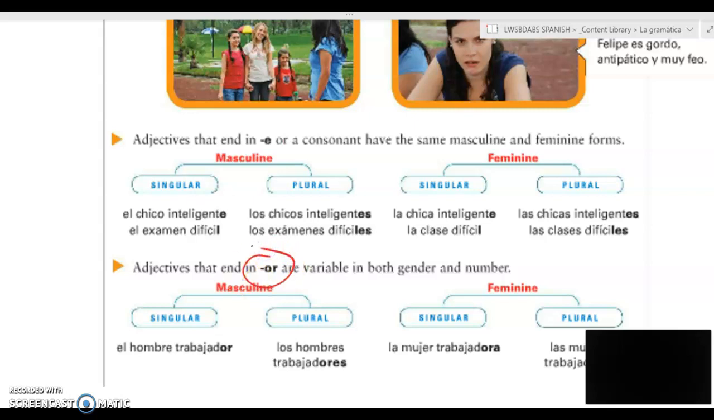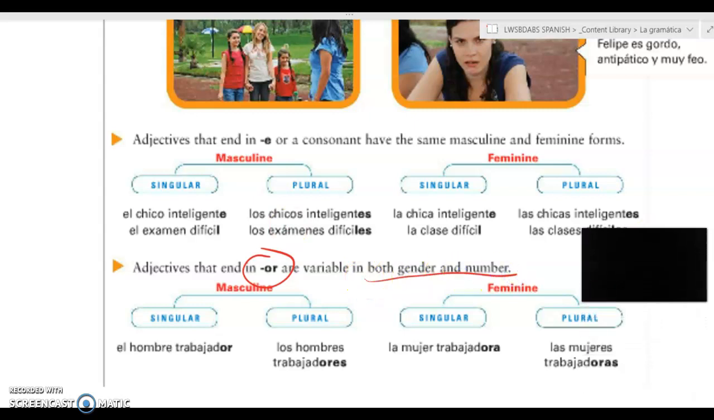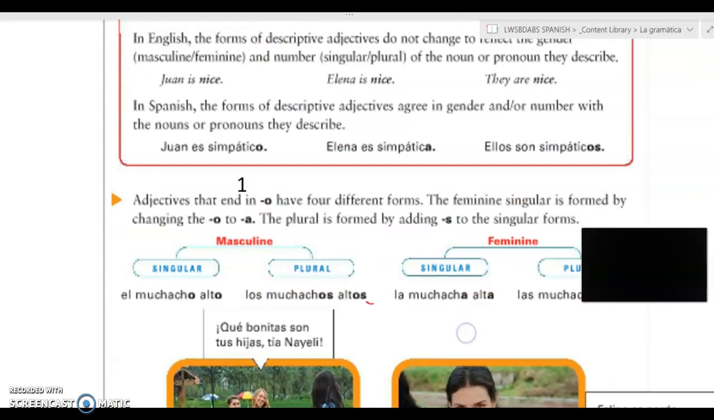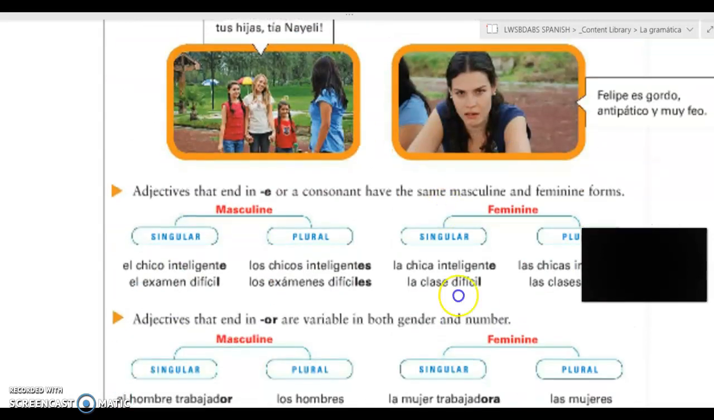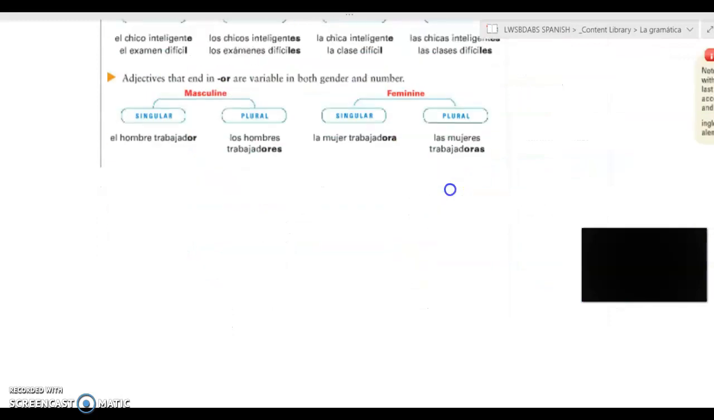Adjectives that end in OR vary in both gender and number. So, for example, trabajador would be masculine, trabajadora would be feminine. Notice there's an extra E that gets added there, trabajadores, but not in the feminine, trabajadoras. The good news is, most adjectives fall into this category with the O and the A, and then there are a few in that category.